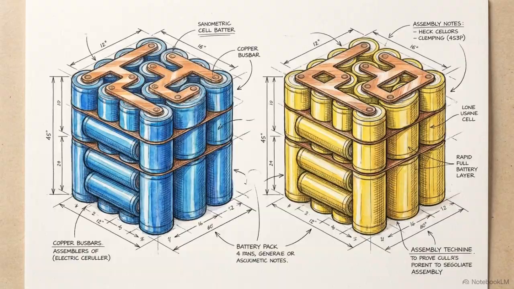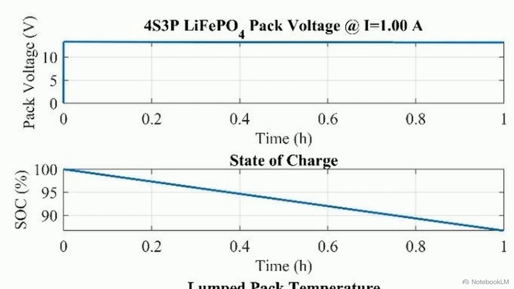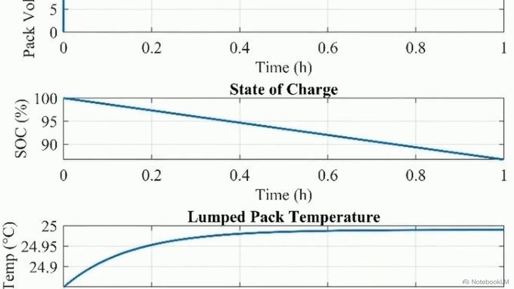estimation error. This chart shows the voltage, state of charge, and thermal profiles at the lowest load setting of 0.5 amps. Over the 1-hour interval, the voltage curve remains close to the nominal level, with minimal thermal rise. At 1.0 amp, the state of charge in the middle pane tracks a linear decline. This reflects the direct, proportional relationship between the discharge current and the rate of capacity withdrawal.